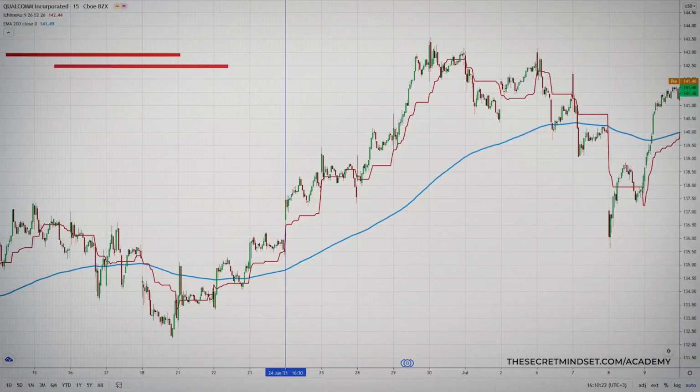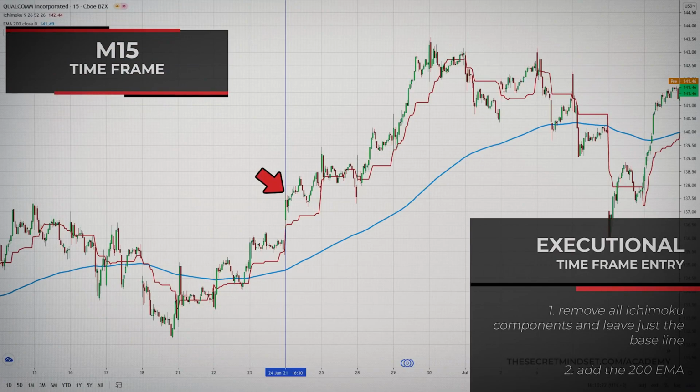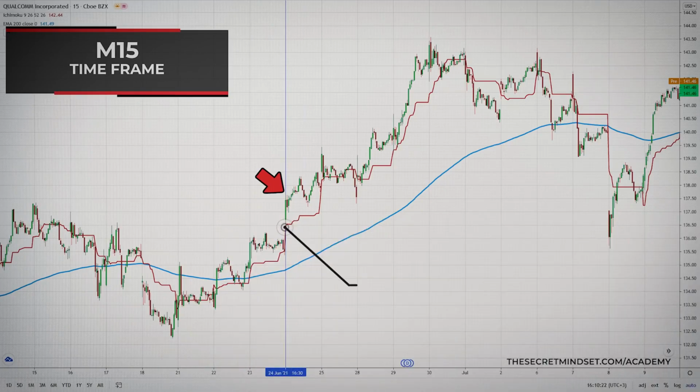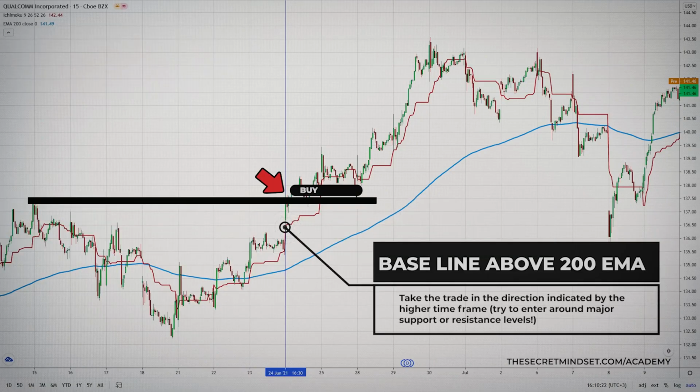Then we move to the entry time frame, the 15-minute chart. Here, I remove all Ichimoku components and leave just the baseline, and I add the 200 exponential moving average. If the baseline is above the 200 EMA, then I take the trade in the direction indicated by the higher time frame, keeping in mind other support and resistance points on the chart. Stop loss goes on the other side of the 200 exponential moving average.